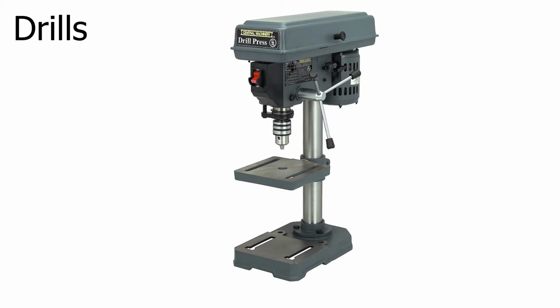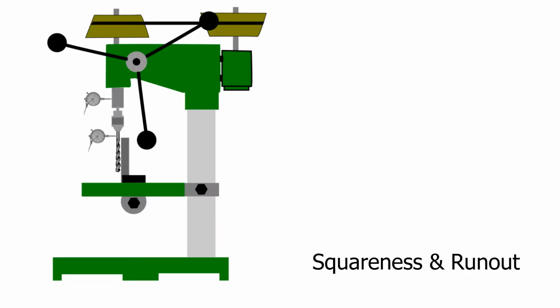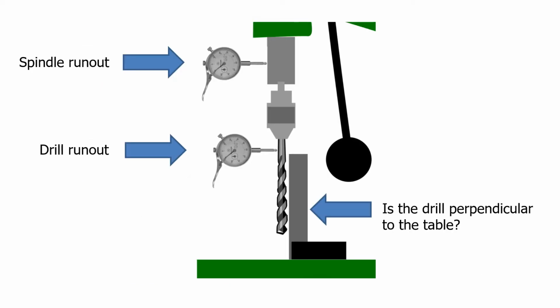Drills and drilling machines. Squareness and runout are important factors to take into account when using or setting up a drilling machine. An out of round spindle or running out spindle, drill chuck, or even a slightly bent drill bit could cause problems with hole locations and size.